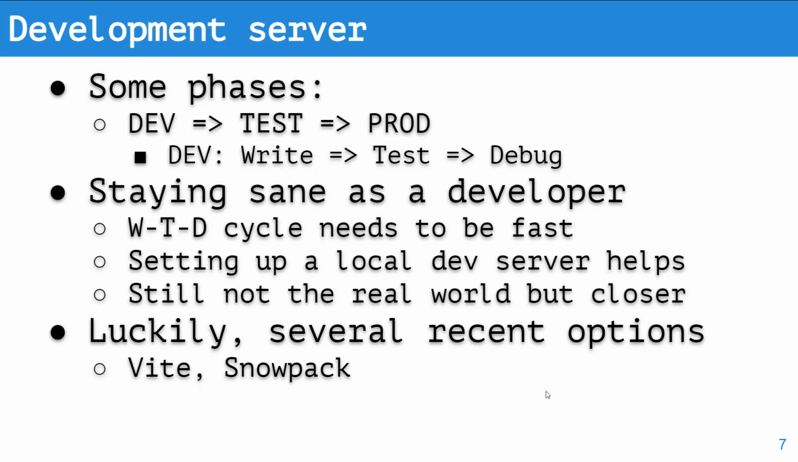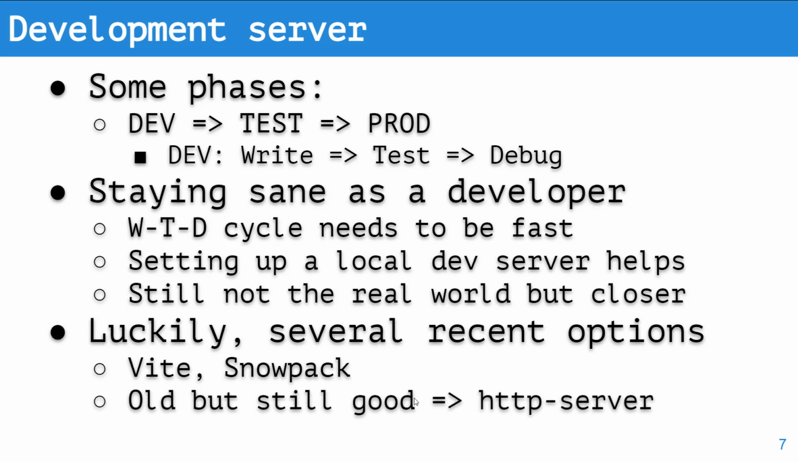These would be the brand new shiny tools that really help out developers and really shrink that write, test, debug cycle. Basically, as you type code in VS Code, if you have autosave on, you start to see it appear in the browser. You don't refresh or anything like that. So it's really nice. However, we're going to stick with HTTP server, right? Old but still good.